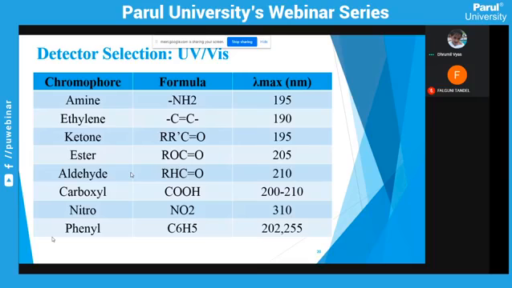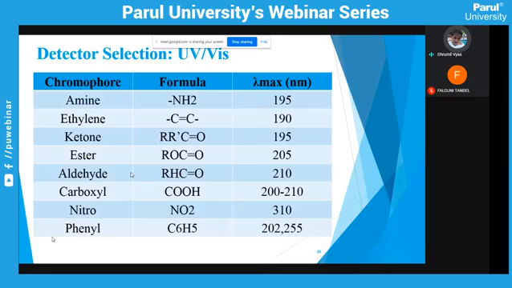Different functional groups, as you are all aware, because we always study this type of thing in our graduation time, have different UV maxima. It is required to know the UV maxima of functional groups so that we can easily identify what maxima is required for our compound, and it helps to initiate method development.